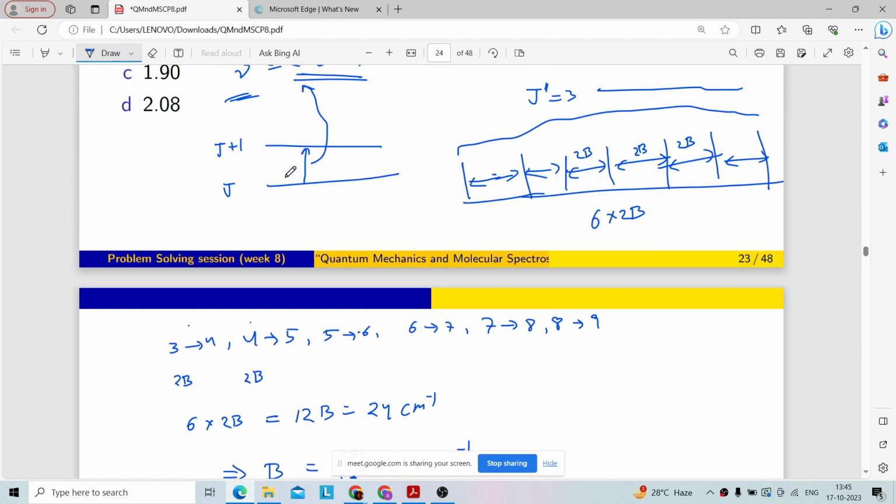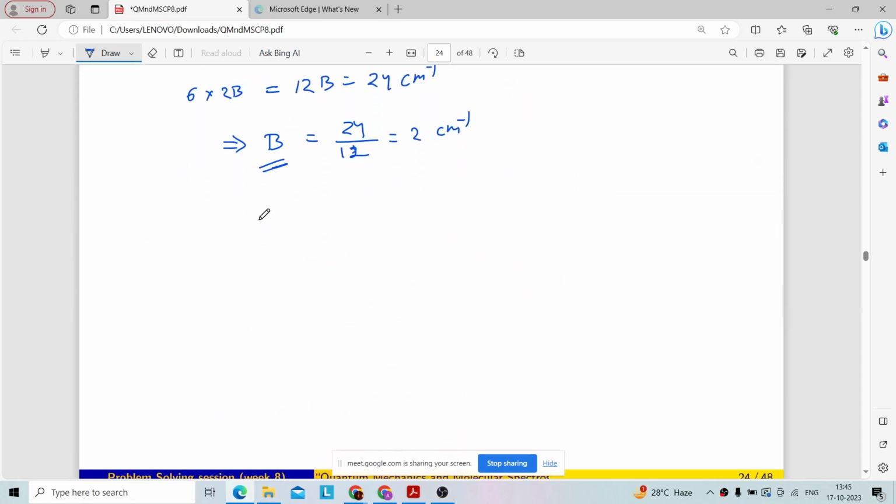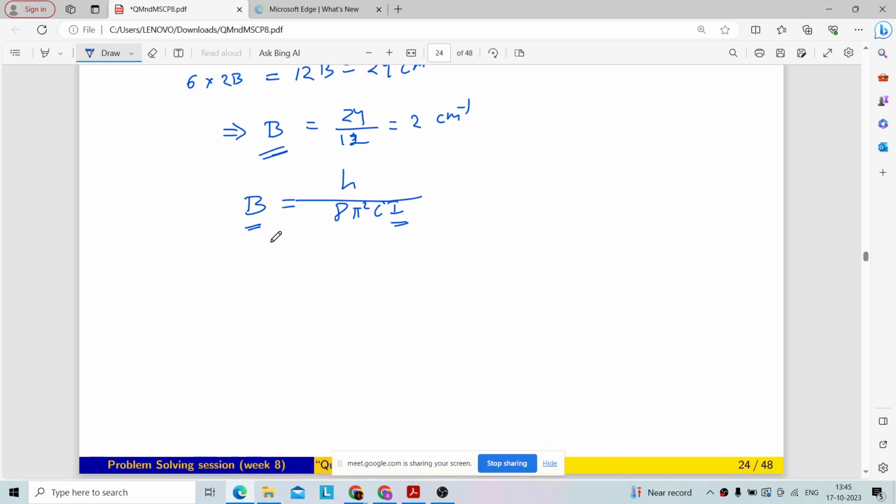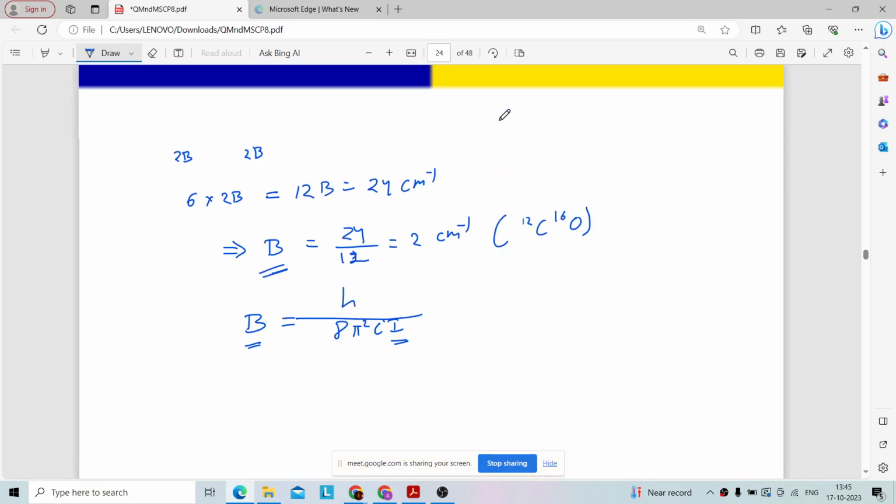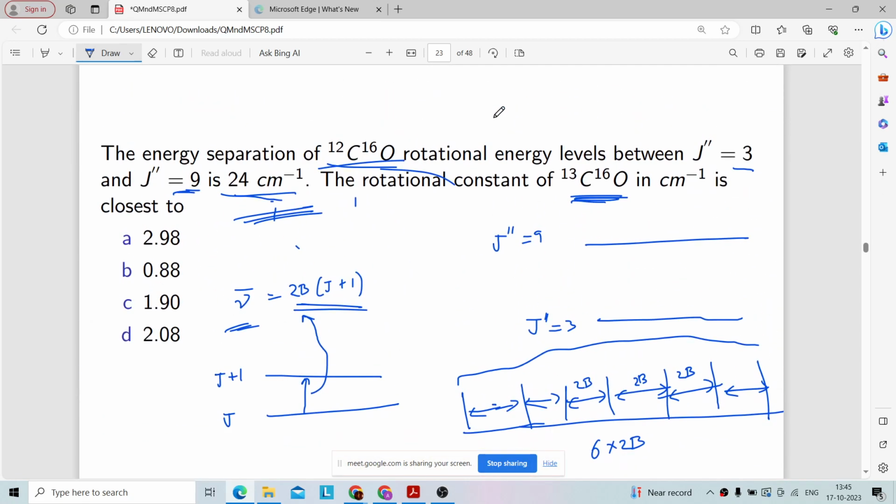Now in terms of B, we can write one formula: B equals h over 8π²cI. This is the relation between moment of inertia and rotational constant, right? So this is for 12C16O.